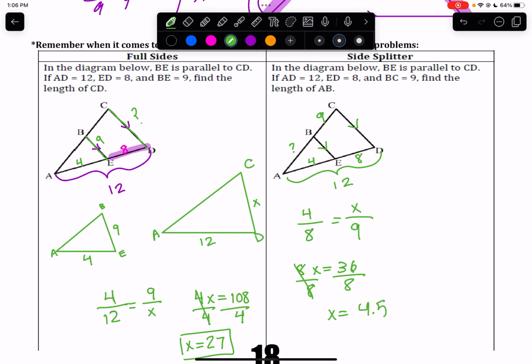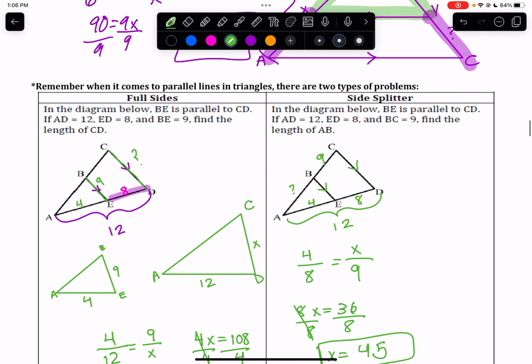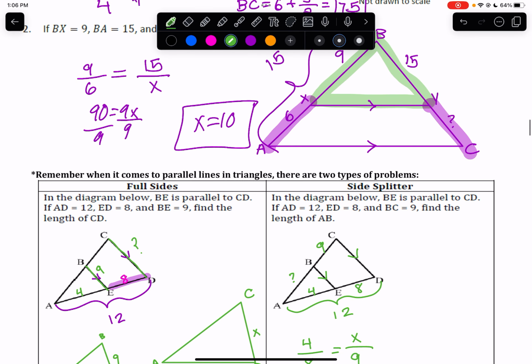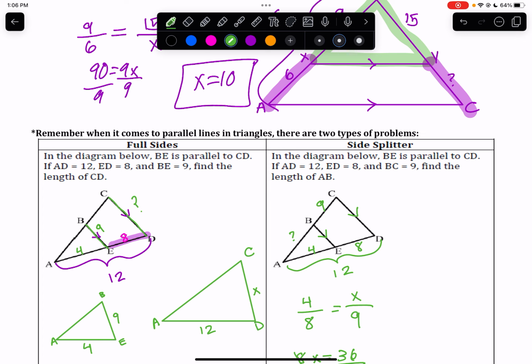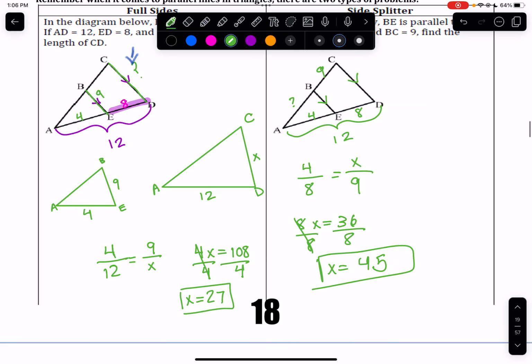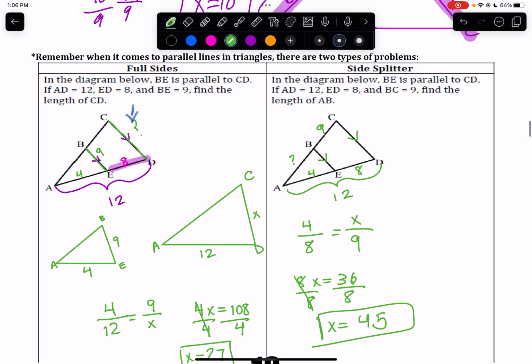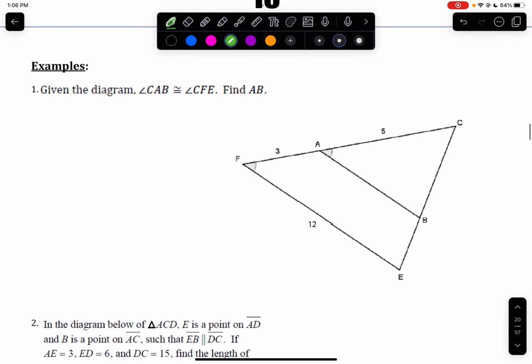So when we're talking with the full sides, like here, especially when we're talking about this bottom piece, we're looking more about how the parallel line creates similar triangles and using that to set up the proportion. Whereas with the side splitter and actually splitting up the sides, we're looking at the top compared to the bottom.